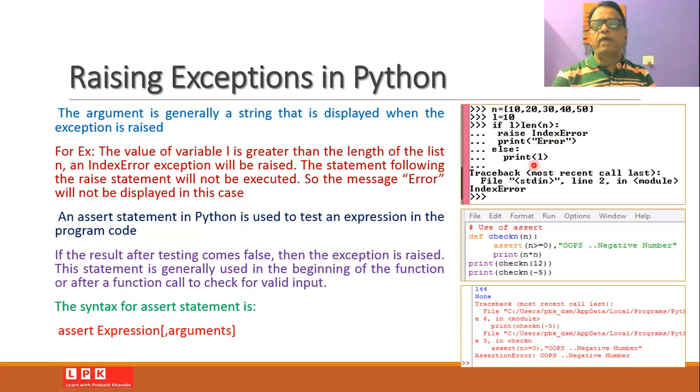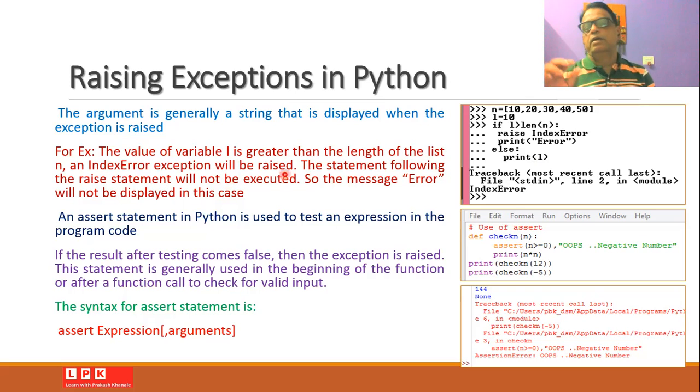Whenever we execute this part of the program, you will find that the index error will be raised because the value of L is equal to 2. That is, the index is less than the index for the list n, which is less than 10, and therefore such an error will be generated. So the value of variable L is greater than the length of the list n, and therefore an index error exception will be raised.